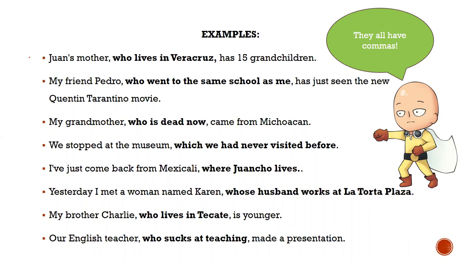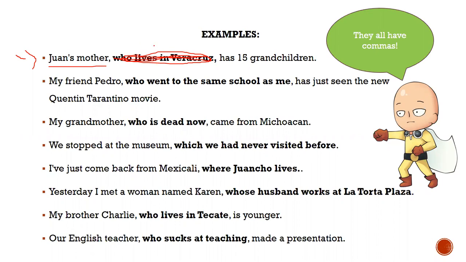Let's analyze this first example. It says, "Juan's mother, who lives in Veracruz, has 15 grandchildren." What are we talking about? Well, we're talking about Juan's mom, right? What happens if I remove this, "who lives in Veracruz"? What happens if I just say, "Juan's mother has 15 grandchildren"? Are we talking about somebody different? No, we're still talking about Juan's mother, right? Juan's mom. So even if we remove the non-defining relative clause, we're still talking about the same person. We still understand who we're talking about.